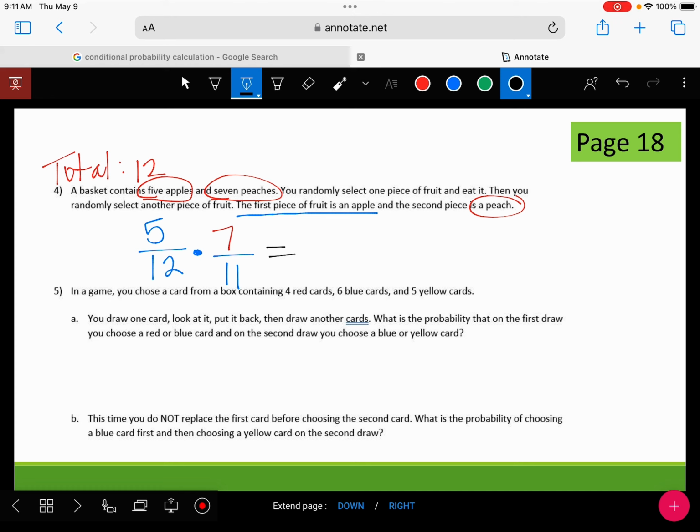All right, 5 times 7 is 35. I need your help. I think it's 132. 12 times 11. Is 12 times 11 132? All right, there we go.